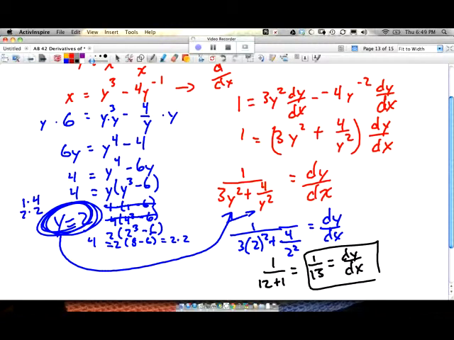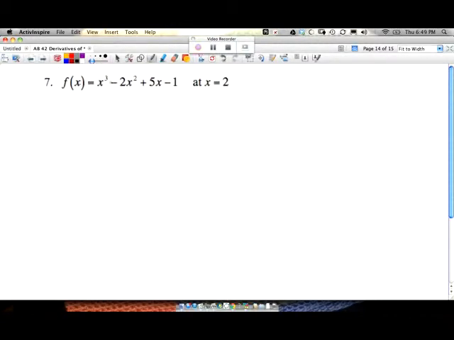Alright, number 7. How many more do we have? Just this one and the next one. I do believe this is going to require some calculator usage, so just an FYI there. Let's see what we got. So this starts out as y equals x cubed minus 2x squared plus 5x minus 1.